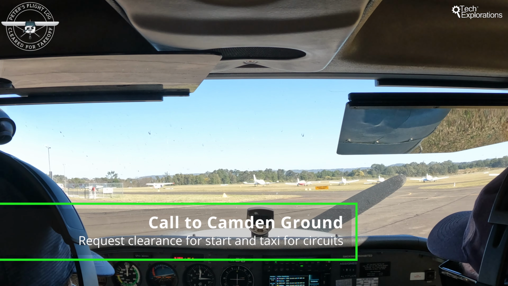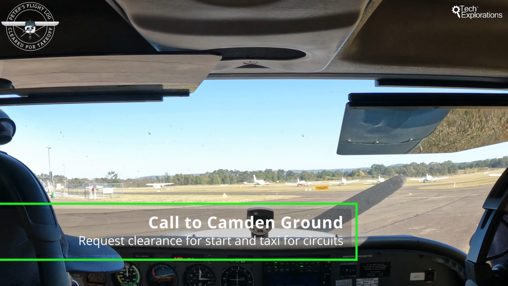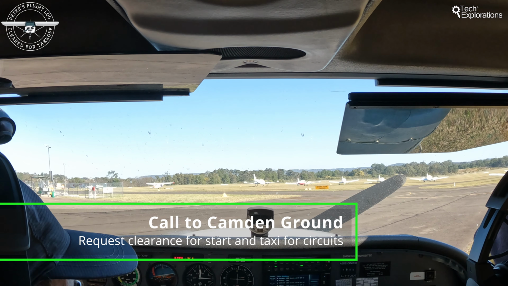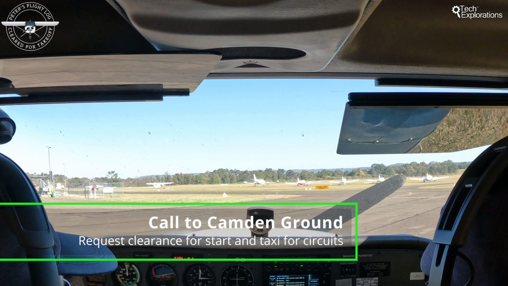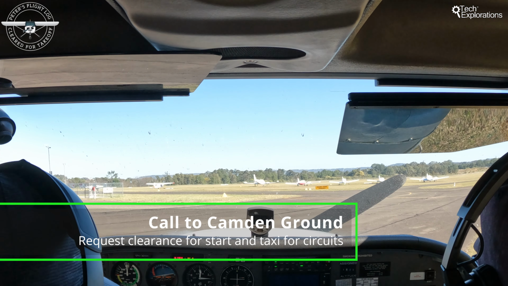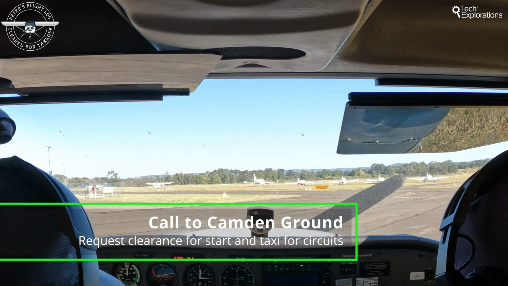The ATC service was back online after the outage in the morning, so I made the call to ask for clearance to start the engine and to do circuits. After doing the pre-flight checks, I contacted tower like this. Camden ground, this is Alpha Hotel Hotel at the Scout hangar, requesting permission for startup and taxi for circuits. Bravo. With information Bravo. Alpha Hotel, start approved, taxi holding point Alpha, runway 06.